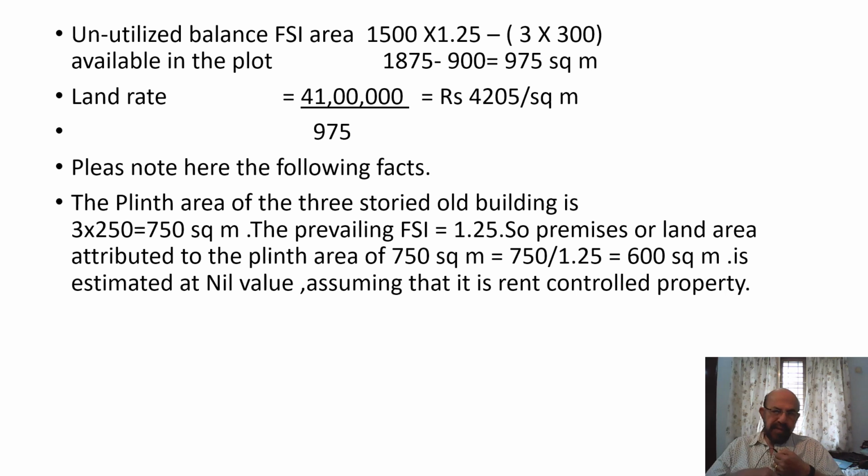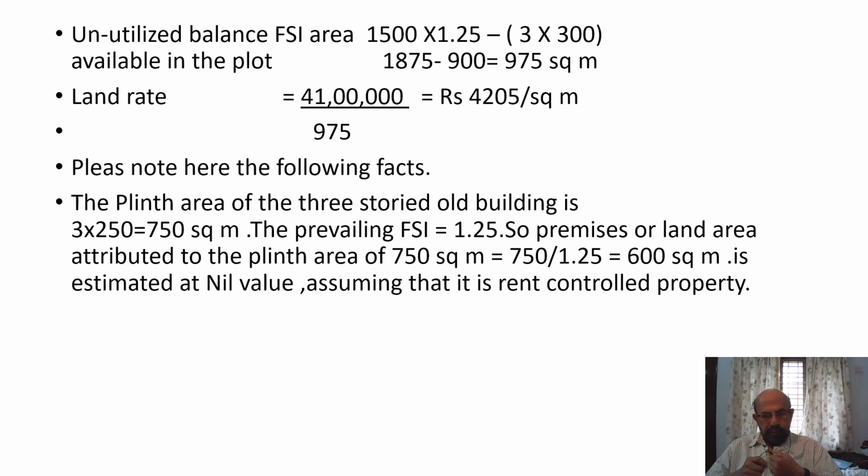Unutilized balance FSI area is equal to 1501.25 minus 3 into 300. It's equal to 975 square meter. Land rate is equal to 41 lakhs divided by 975 square meter is equal to rupees 4,205.